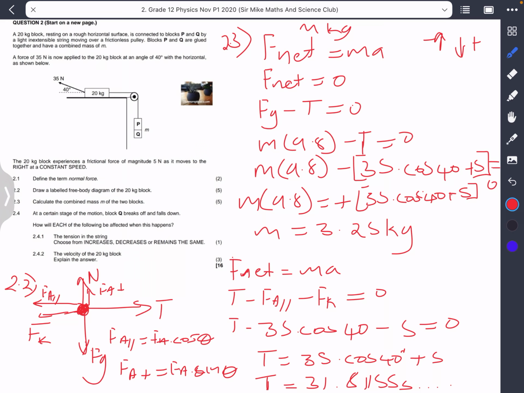For 2.4, they say that at a certain stage of the motion, block Q breaks off and falls down.